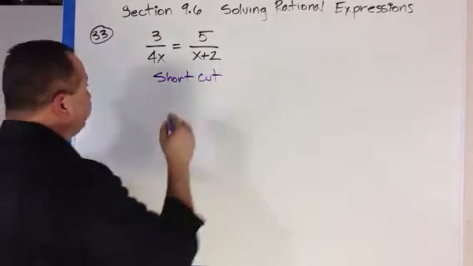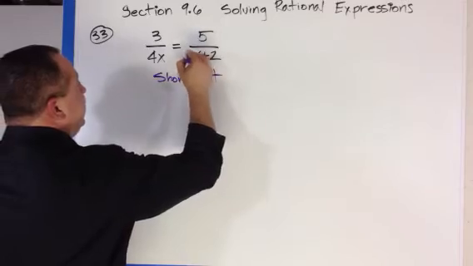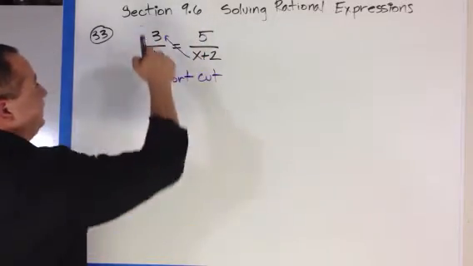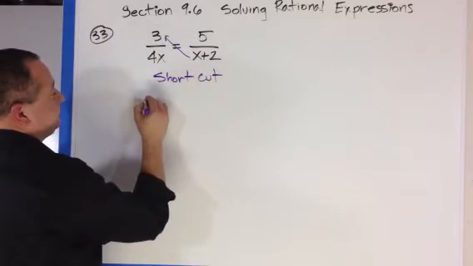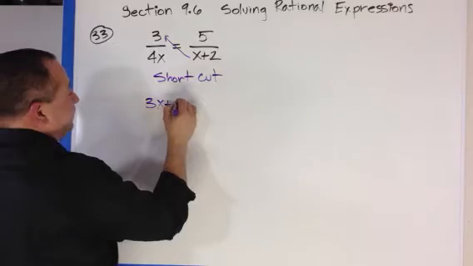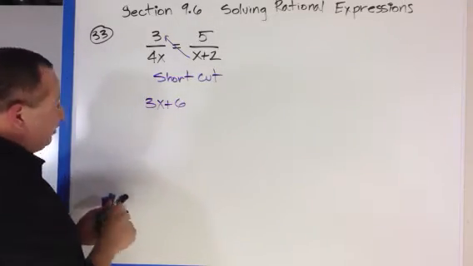We're going to do x. We're going to do 3 times x plus 2. What does that give me? I'm going to distribute. 3 times x will give me 3x. 3 times 2 will give me a 6. And then I'm going to put an equal sign.